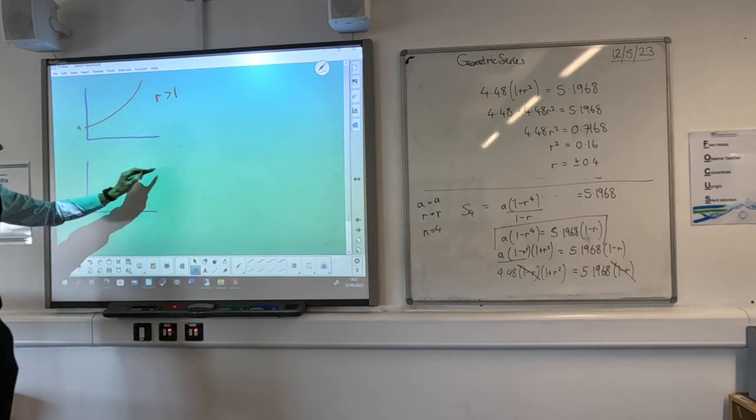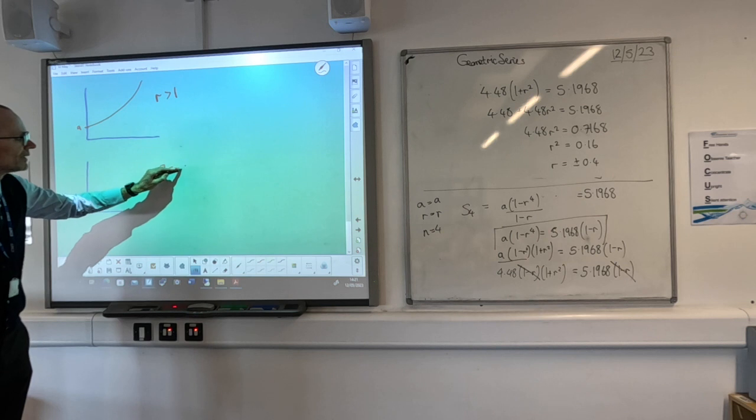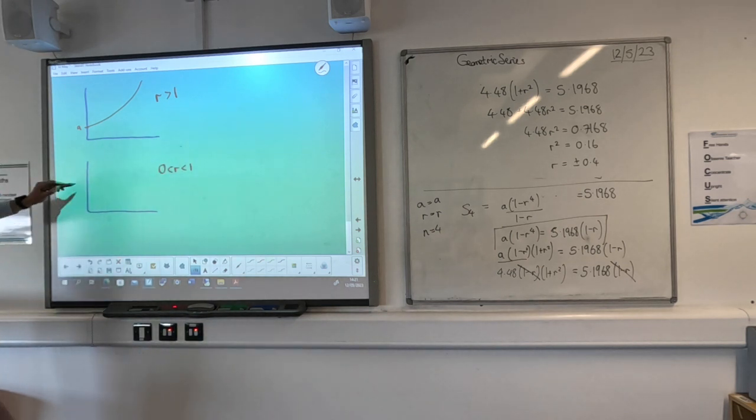If R is between 0 and 1, then there's our starting value. The sequence goes like that. But it's never going to reach 0, is it? It's never going to reach 0.